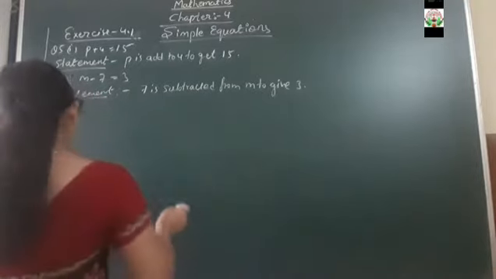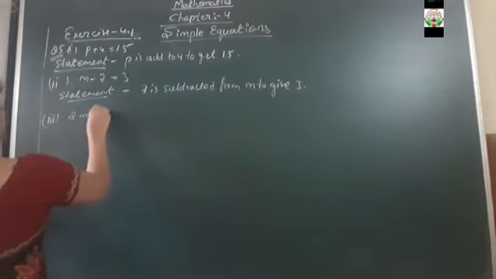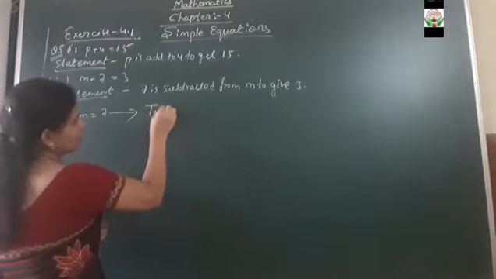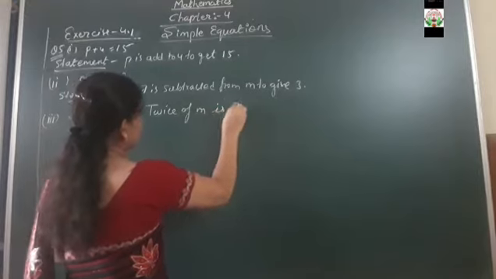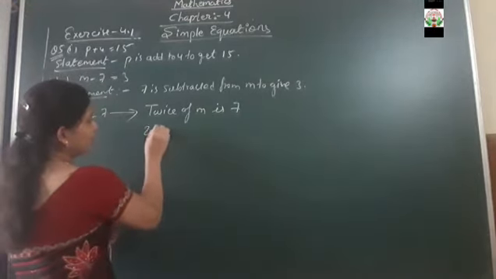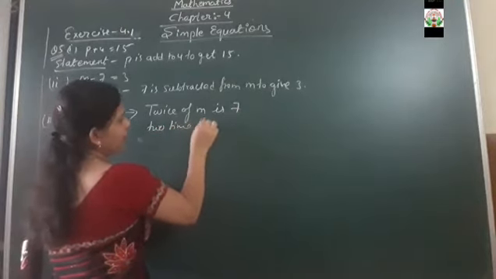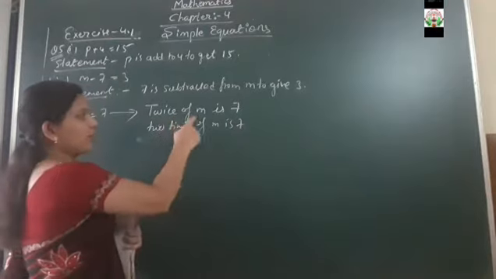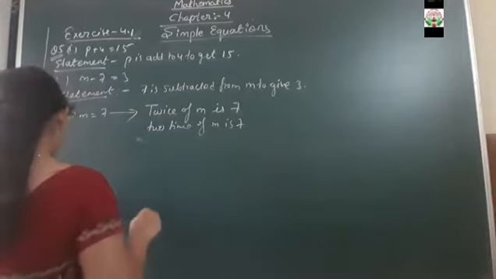Okay. Third part of question number 5. What is the third part equation? 2m is equal to 7. So what will be the statement of this? Twice of m is 7. Or you can write another statement: 2 times of m is 7. Twice of m or 2 times of m, both have the same meaning, so you can write any one of them.